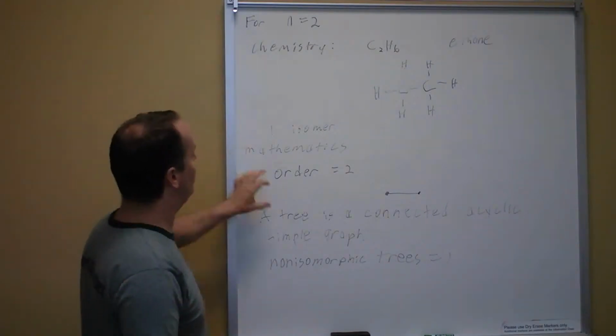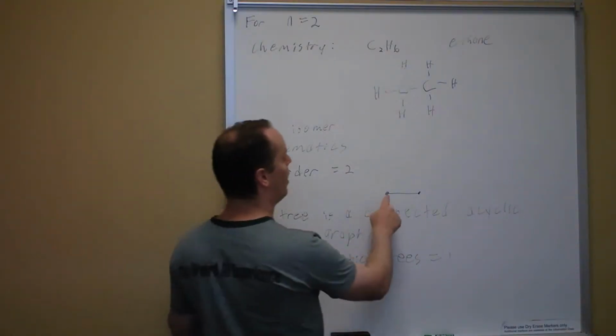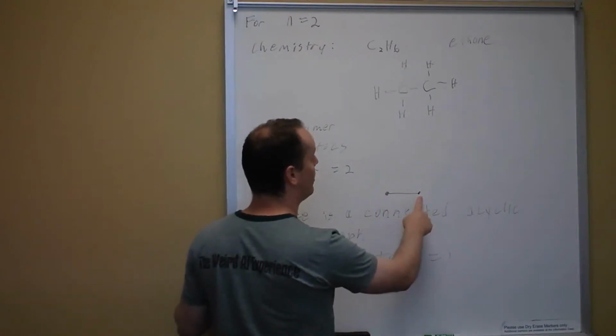Now in mathematics, we'd say that our graph has order 2. Here we are. We have the first vertex here, the second vertex here.